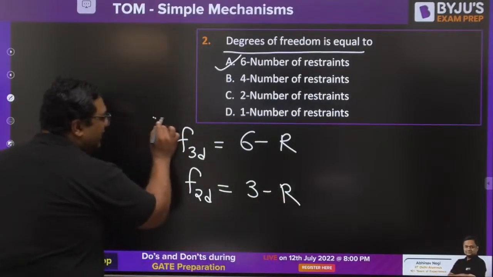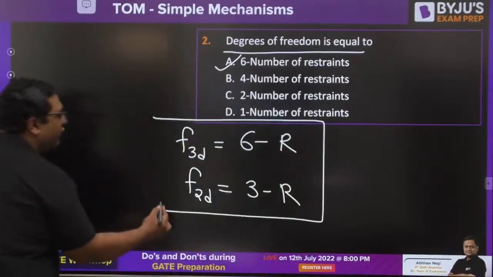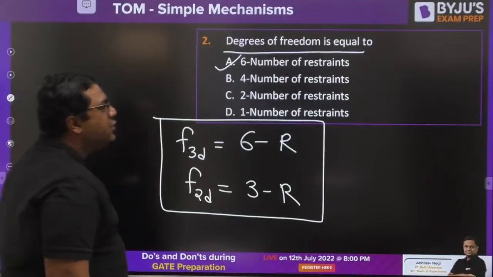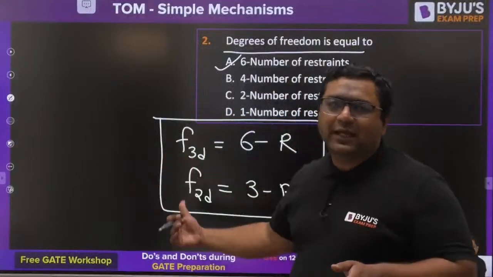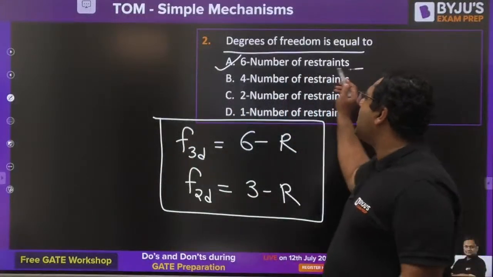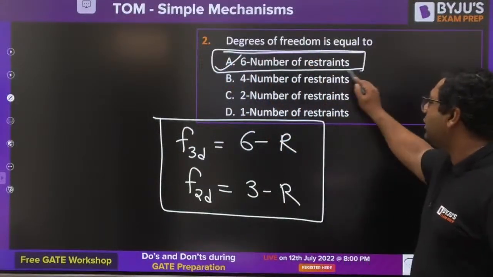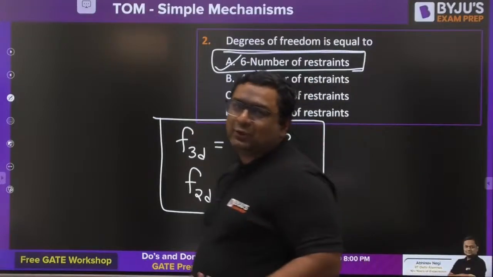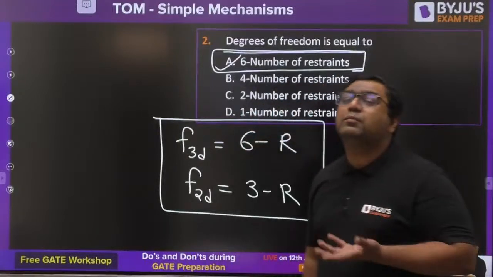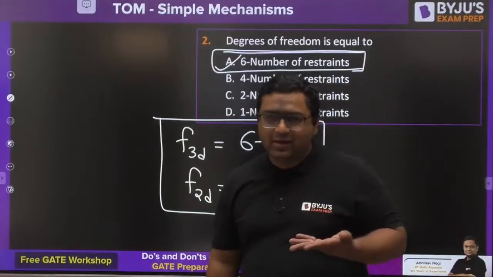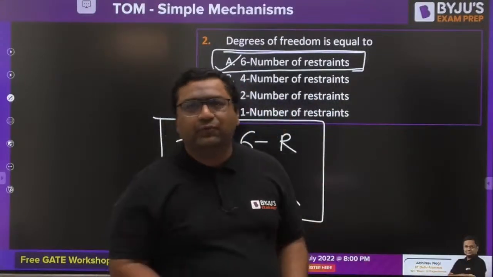So guys, you can see for 3D, it is 6 minus R. For 2D, it is 3 minus R. So guys, if it is an MCQ and you get both in the options, then you will be going for 6 minus R. So A is going to be the right answer. If it is an MSQ, then it may have both options for degree of freedom, if they are not mentioning whether it is for 3D or 2D, then it may become an MSQ.